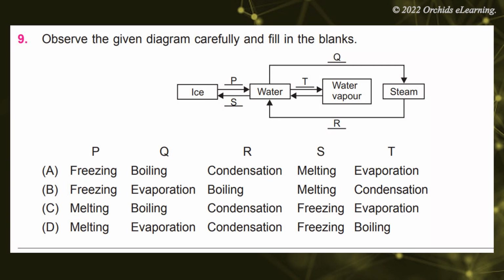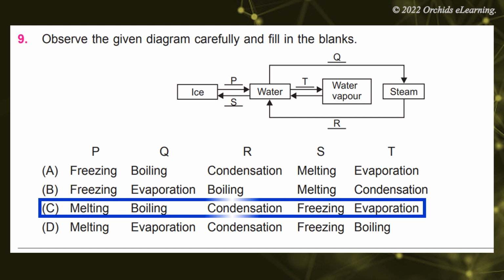Observe the given diagram carefully and fill in the blanks. C. P is melting. Q is boiling. R is condensation. S is freezing. And T is evaporation.